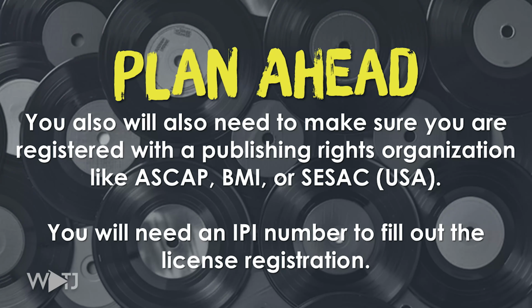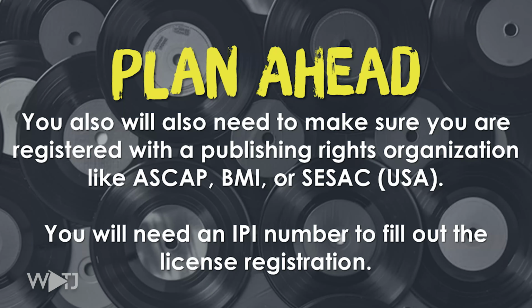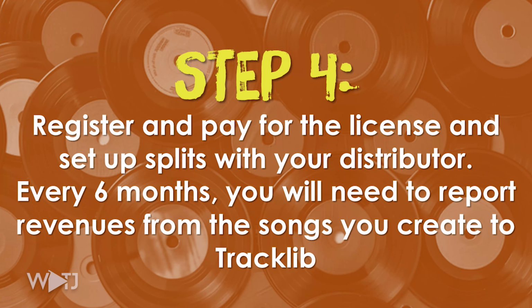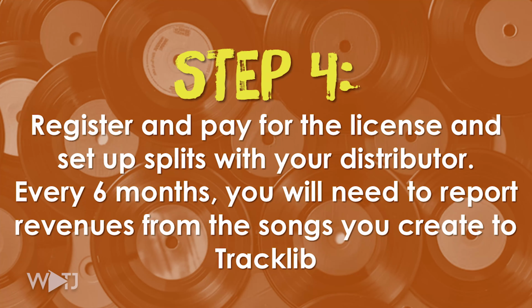On top of that, you also want to make sure that you are signed up with a performing rights organization like BMI, ASCAP, or SESAC in the United States. If you're in a different country, there are different performing rights organizations that are available to you. You'll want to do this registration because you need an IPI number, which is a unique publishing code that is unique to you as a songwriter or a publisher. This IPI code will be connected to the final license and allow you to collect royalties from the song as well. Step 4 is to go through the licensing registration process on Tracklib's website and make sure that you set it up where every 6 months you can report your income from that song.